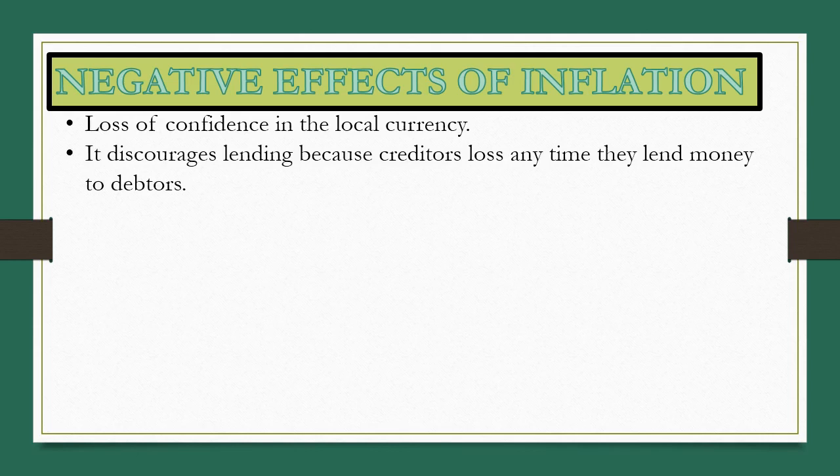2. Inflation discourages lending because creditors lose anytime they lend their money to debtors. The reason is that the value of the money debtors will pay back to them will fall, so people will not be prepared to transact business on credit basis. When that happens, those individuals and firms who would like to borrow or undertake economic activities will not get access to such credit support.